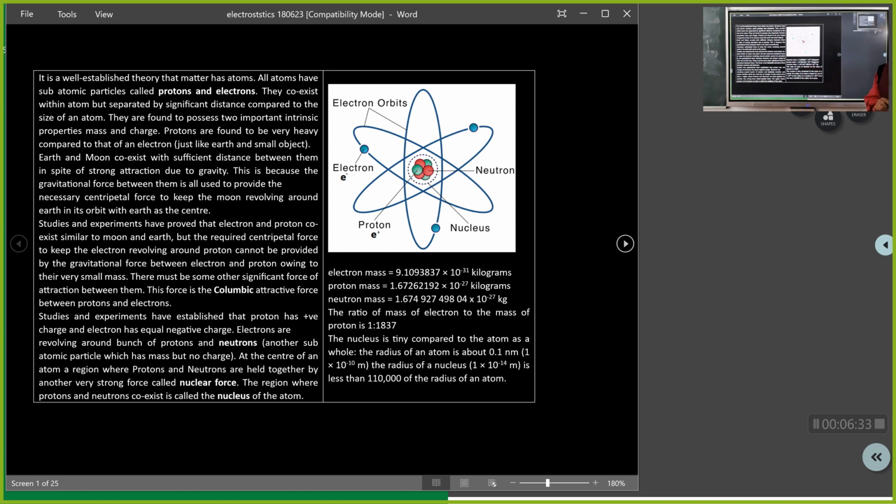Yes, please. The last part of what you told, I didn't understand. There is a Coulombic force between the electron and the proton. Because the electron has very little mass, it has to get... Yes, the electron has very little mass.